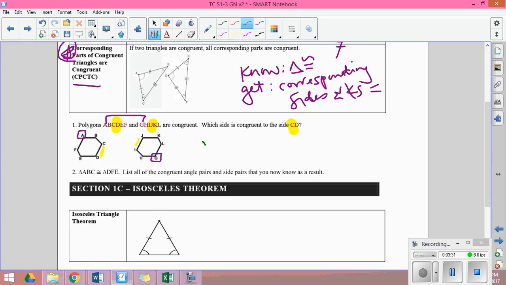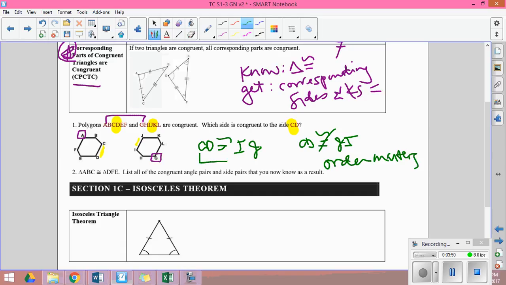So we would say that CD is congruent to IJ. It does not correspond to JI. CD congruent to JI is wrong. Order matters. So we have to have corresponding points matching up.